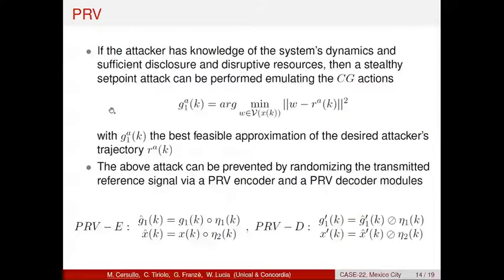But if the attacker has full knowledge of the system dynamics and sufficient disruptive resources, he can perform a stealthy setpoint attack by emulating the CG action. So here, G1A is the best feasible approximation of the desired attacker trajectory. But this type of attack can be prevented by randomizing the transmitted reference signal via a PRV encoder and decoder module. Here we have the Hadamard multiplication for the encoder and the Hadamard division for the decoder.